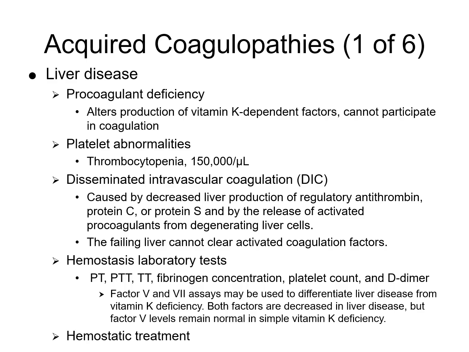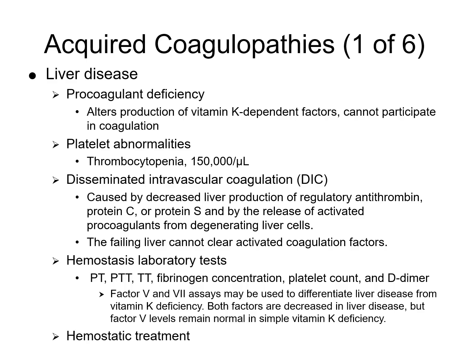For DIC, or disseminated intravascular coagulation, liver disease can trigger or exacerbate DIC, which is a serious condition characterized by widespread clotting and bleeding. These mechanisms include a reduced synthesis of natural anticoagulants such as antithrombin, protein C, and protein S. It also releases activated procoagulants from damaged or necrotic liver cells, and there is impaired clearance of activated clotting factors due to the liver's dysfunction. This imbalance leads to excessive clot formation, followed by consumption of clotting factors, which results in bleeding.